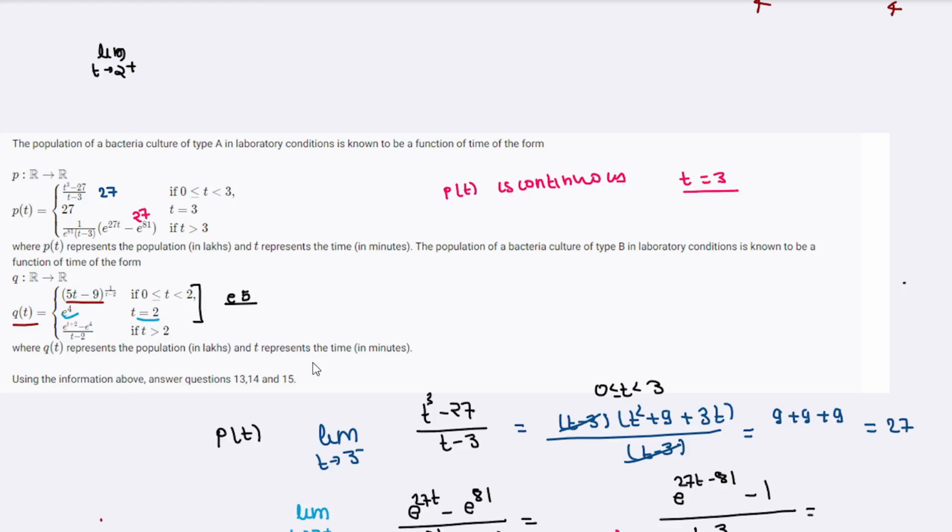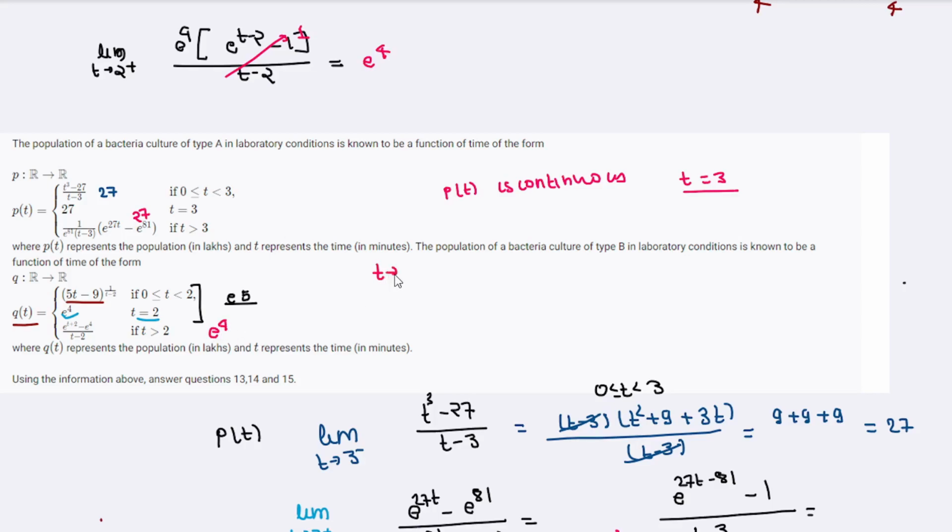So for our practice, we should also find the limit when t tends to 2 plus. So we should take e to the power 4 outside here, so it will be e to the power (t minus 2) minus 1, divided by t minus 2. So this whole term will give 1, so it is equal to e to the power 4.